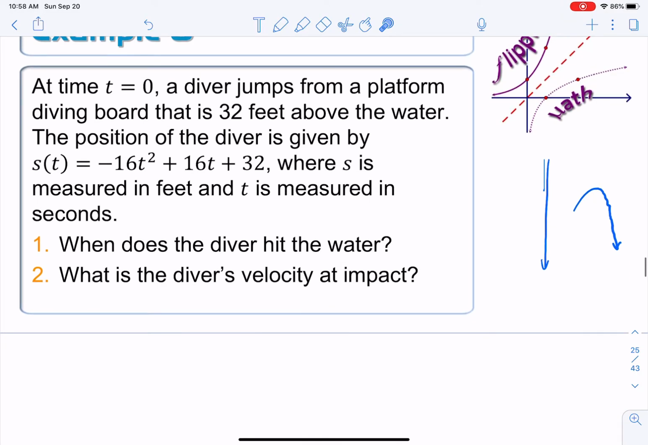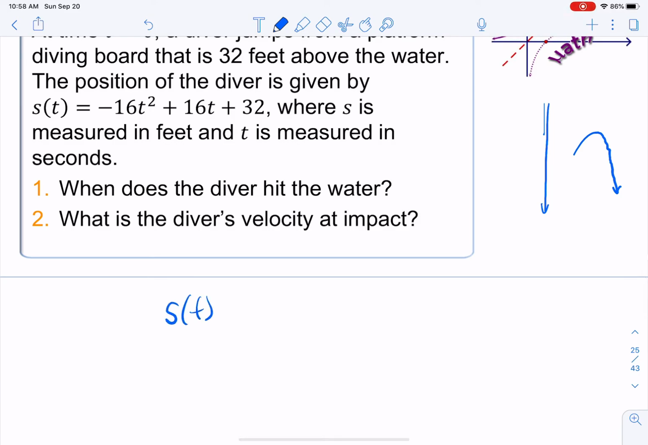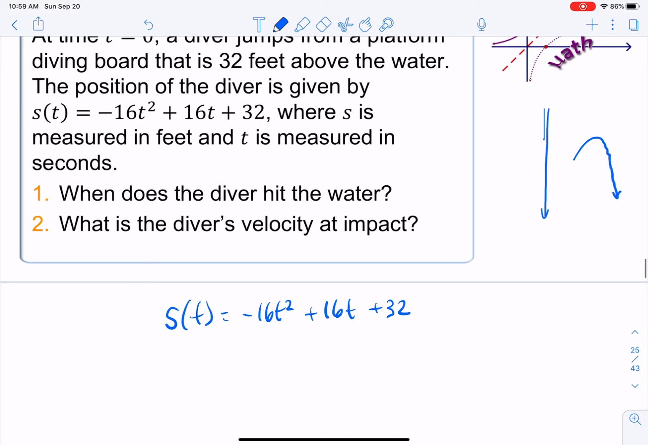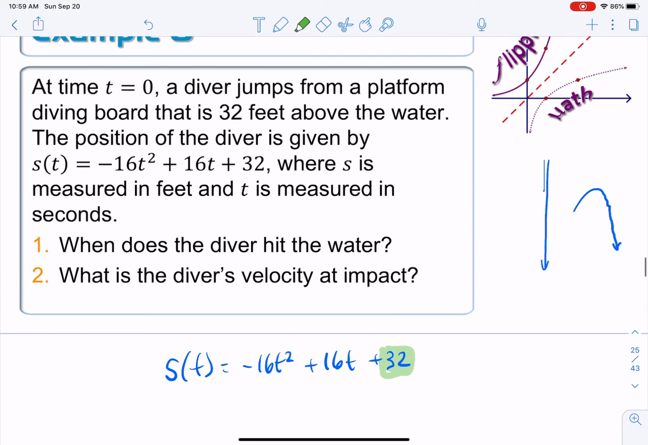All right, so now let's examine the position function. S of t is equal to negative 16t squared plus 16t plus 32. Those of you who have taken physics or are currently taking physics, parts of this will probably look familiar to you. So first of all, let's look at the 32. What is the 32 referring to? Well, the 32, that was a number that was in the text here. He's 32 feet above the water. This is the diver's initial height.